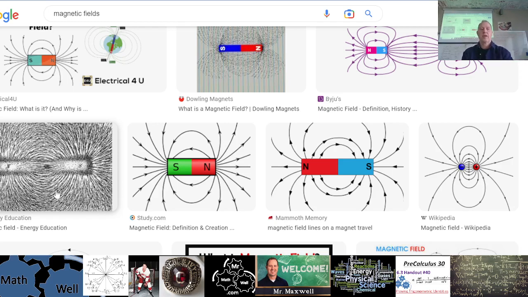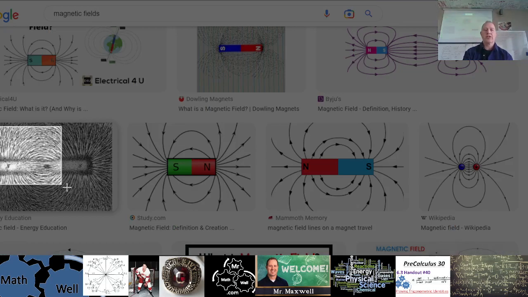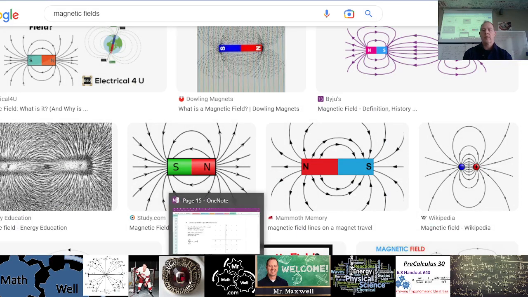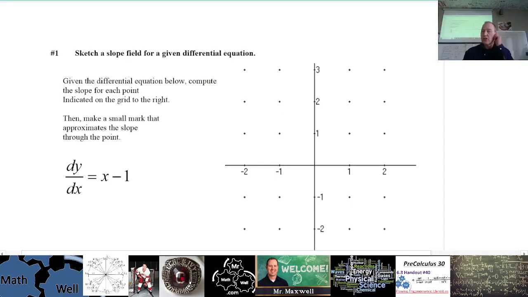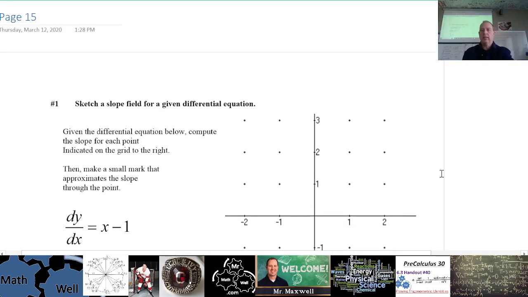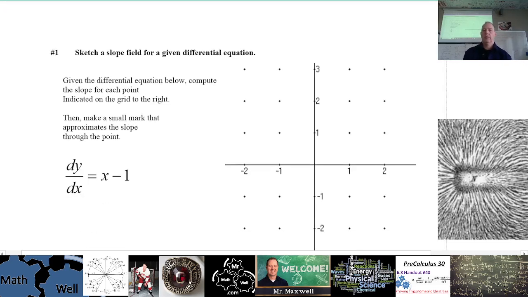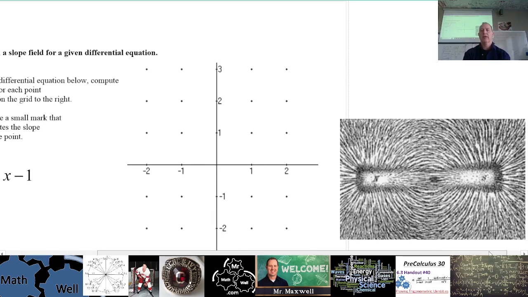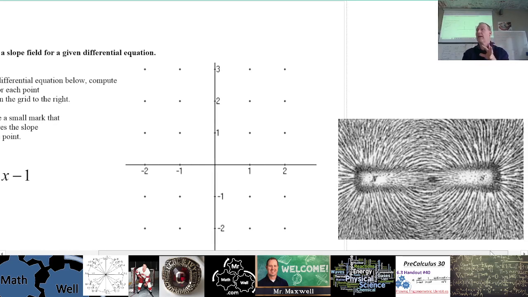So I'm just going to quickly grab a sketch here and bring it into our notes so we can compare this. Okay, come on now. Here we go. So this is page 2. Let me put a little picture of our slope field somewhere. Maybe here. There we go. So that's our magnetic field, and the slope field is something we're going to create that looks a little bit like this.